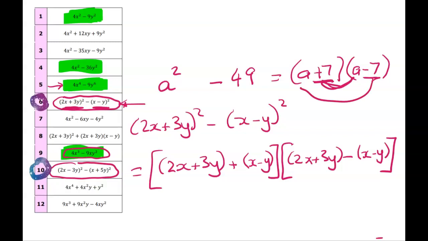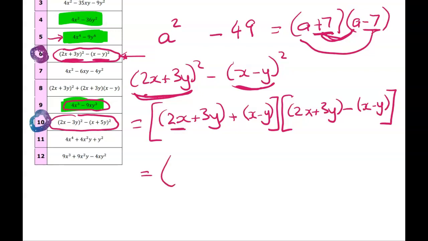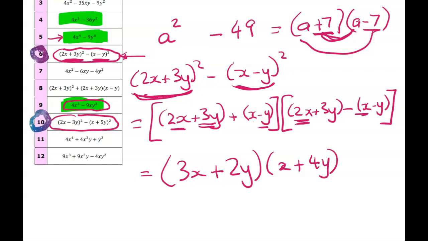So that works exactly the same way as long as I've got a thing squared here and another thing squared here. All we have to do to finish this one off now is just clean up what we've got in each of those brackets. So in the first bracket, I've got 2x plus x, so 3x, and now I've got 3y minus y, so that leaves me with 2y. And in here I've got 2x minus x, which gives me x, and then 3y minus negative y, plus 4y. So that's that one done.